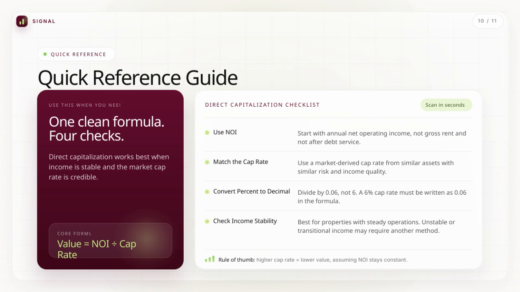Finally, keep in mind a rule of thumb. A higher cap rate typically means a lower property value, assuming the NOI remains the same. This guide helps you scan through these checks in seconds, making your valuation process efficient and reliable.